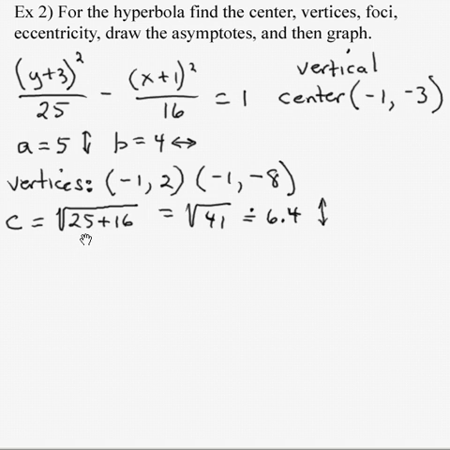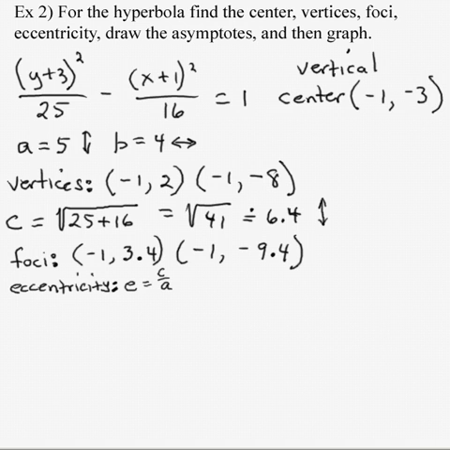For the foci, we add the denominators. That's 41. Square root them. That's approximately 6.4 that we're going to go up and down from the center to find the two foci. But let's do that in our head. Add 6.4 to negative 3 is positive 3.4. Subtract 6.4 from negative 3 is negative 9.4. Those are my two foci.